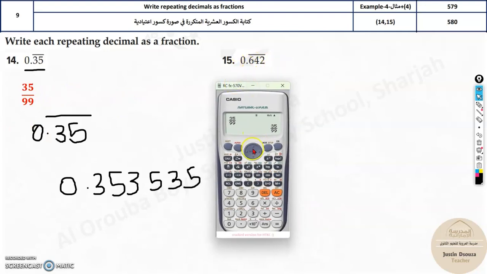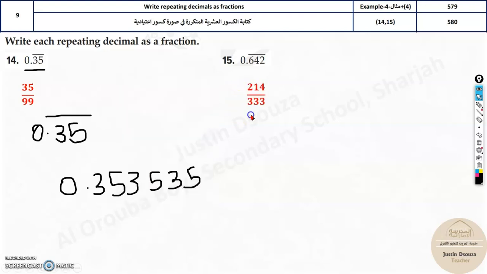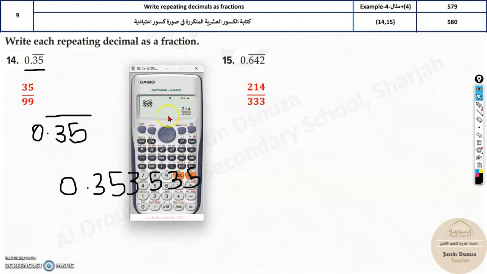Now what about over here? There are three digits, right? So all you need to do is take those three digits, which will be repeating, 642, divided by not 99, it should be 999. Why? Because there are three digits. This is the simplified answer. You will have 642 divided by 999. Whenever you write fractions, you must write them in the simplest form. So depending on the question, you can easily find it.